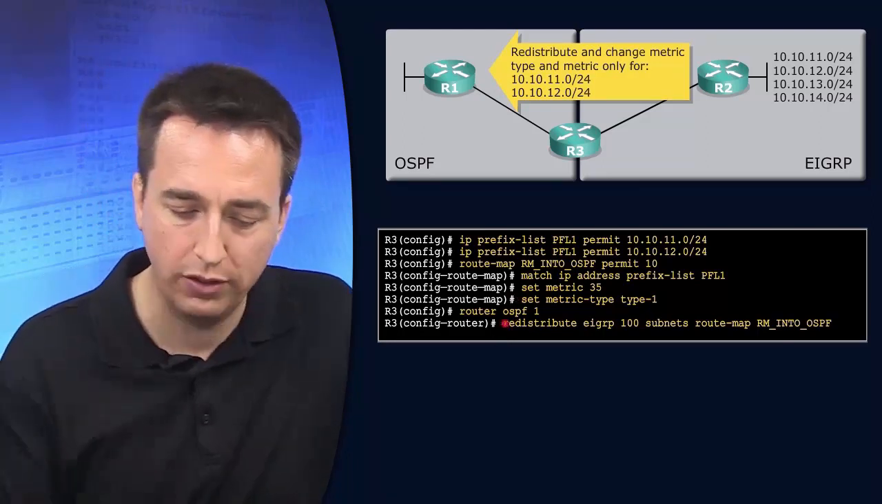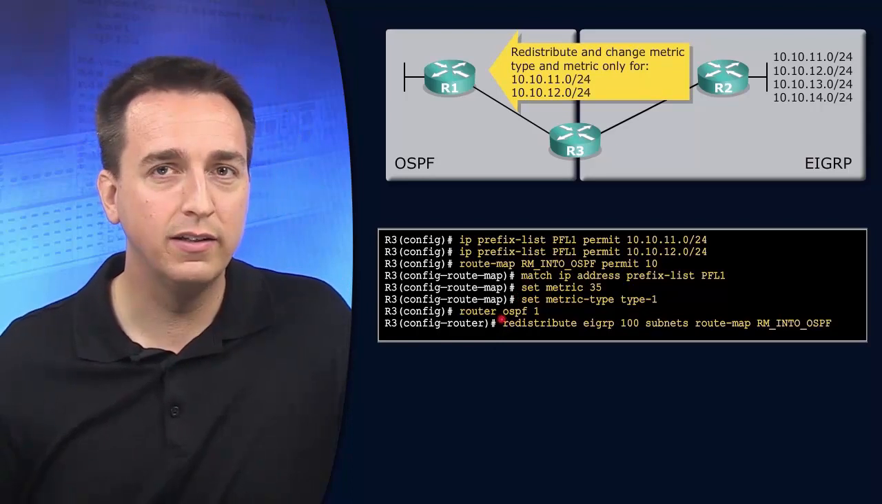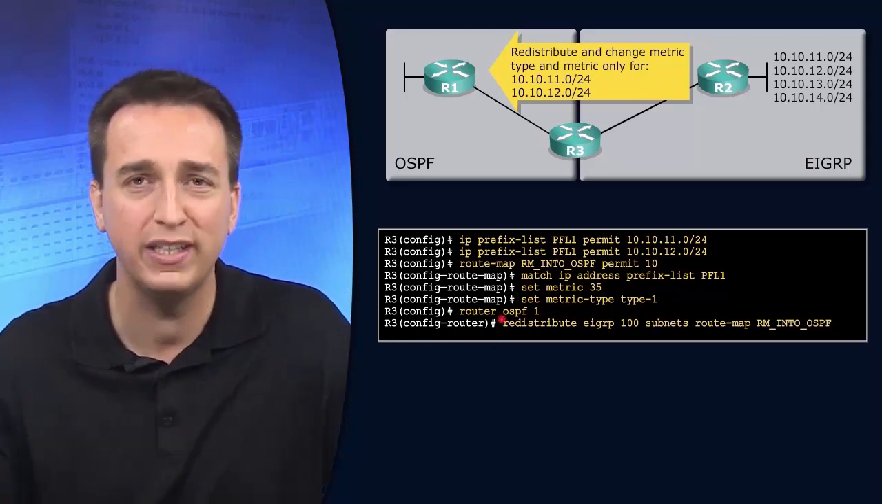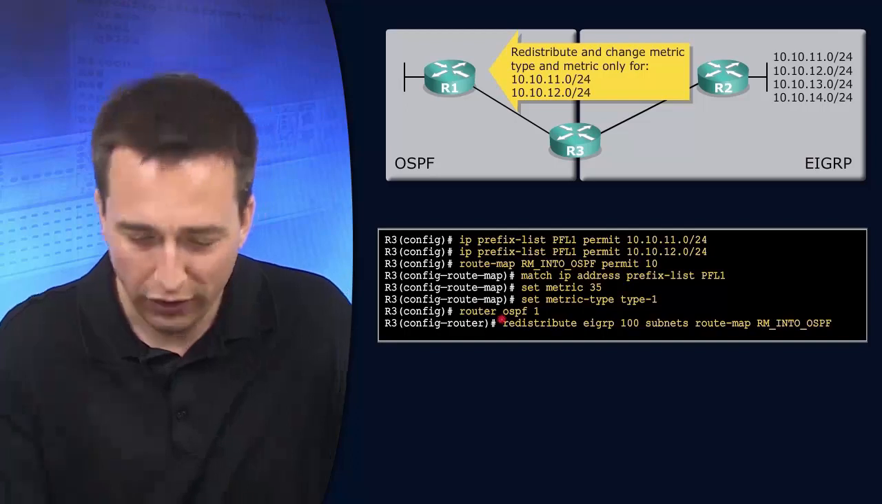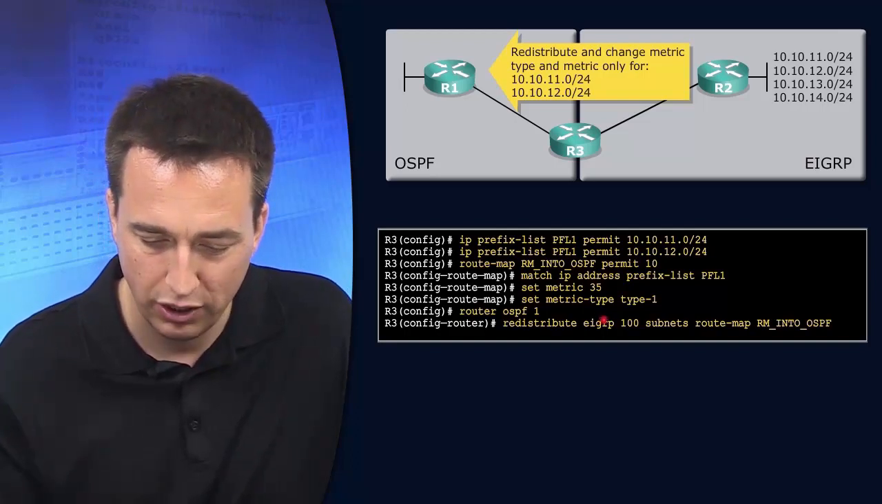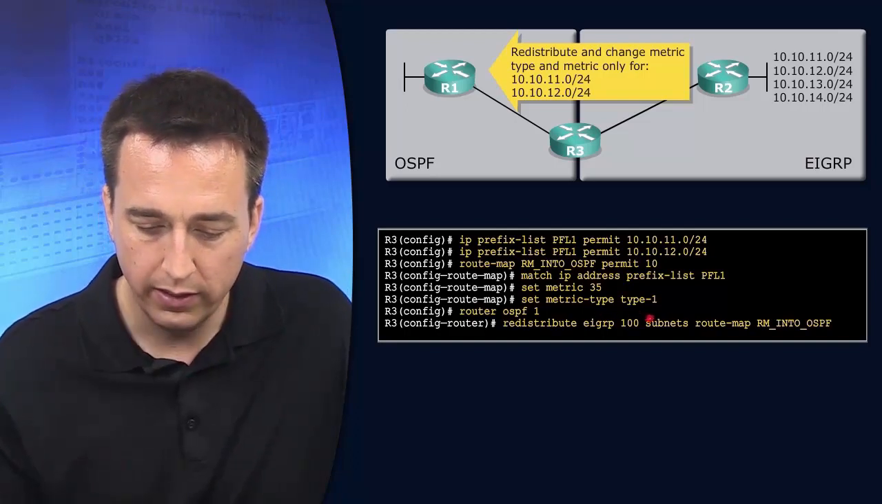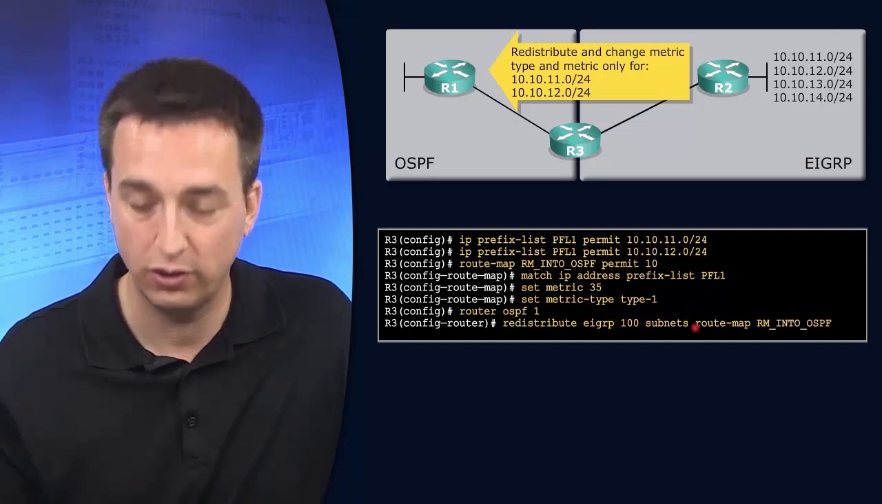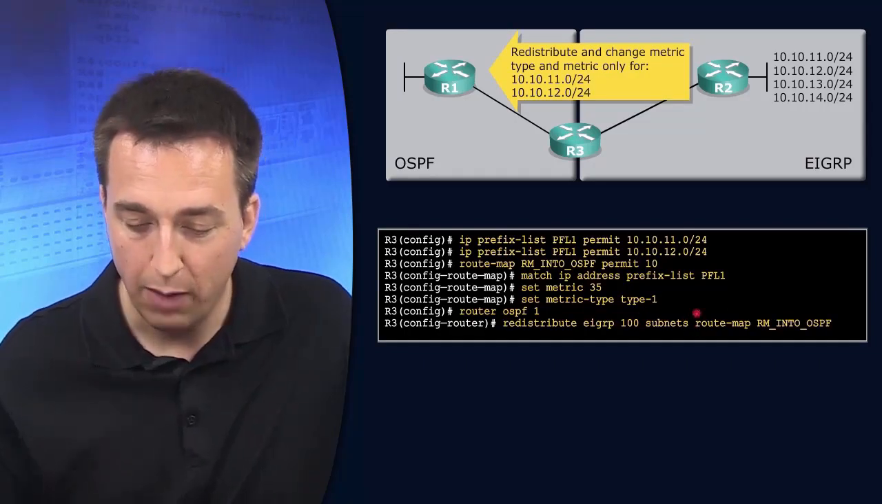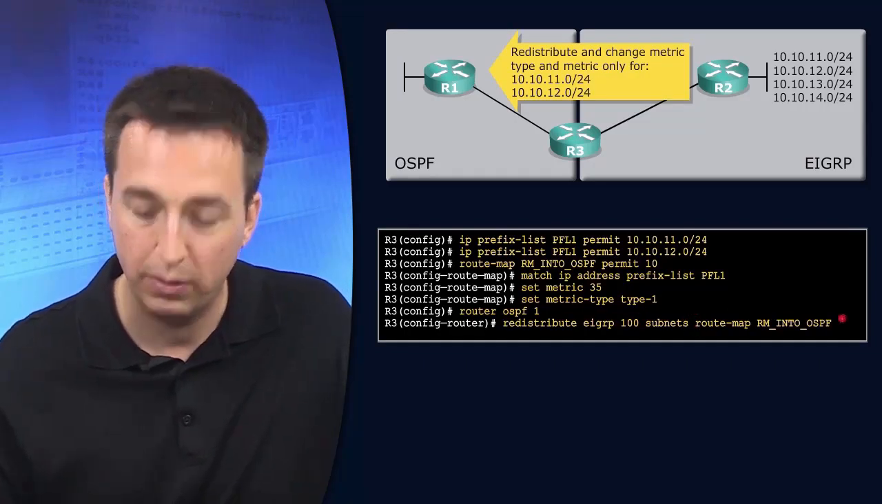And then we apply it to the redistribute command. Oh, so much simpler. We don't have a distribute list and a redistribute list command. No. Look at this. Right there, redistribute EIGRP 100, subnets. Well, we're familiar with that so far. And then we say route map. Apply the route map called RM_into_OSPF.